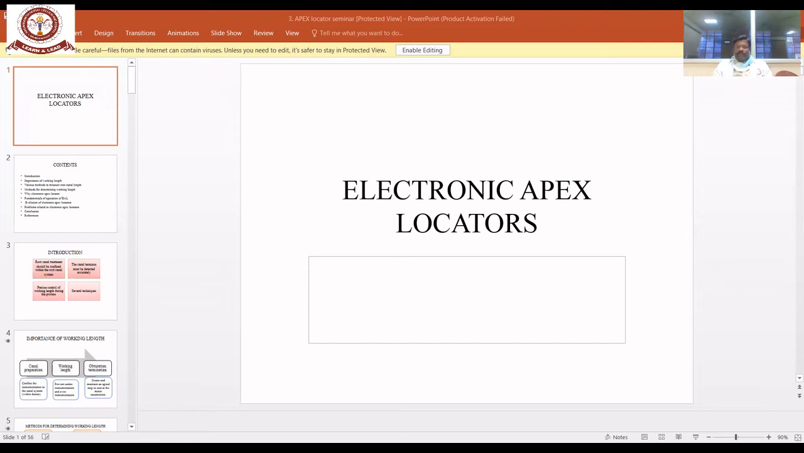The conductivity of a fluid or a solution depends upon the total charge of the ion and the size of the ion. That is, larger ions offer greater resistance to motion. So, principles of the electronic apex locator. You all know Ohm's law: V equals IR, where V stands for voltage, I stands for current, and R stands for resistance. The same principle is applied in the electronic apex locator.